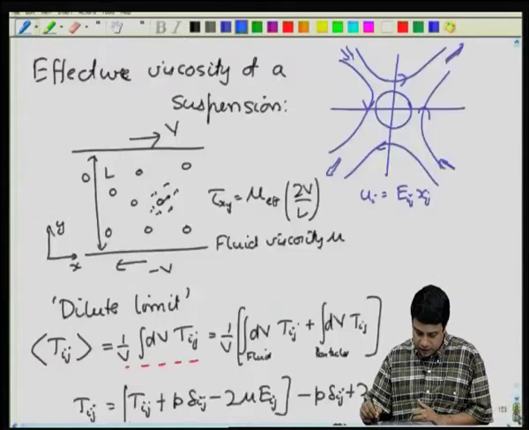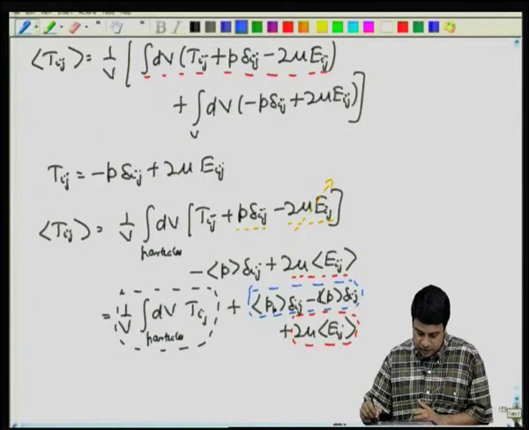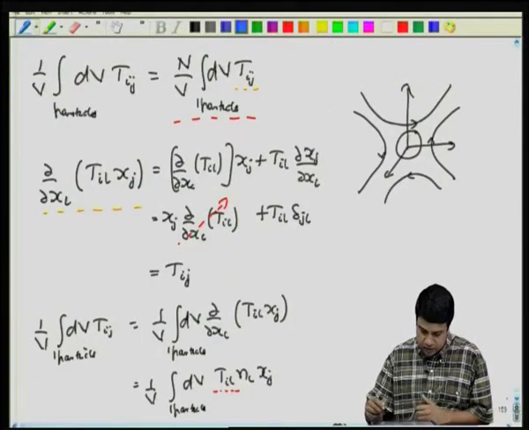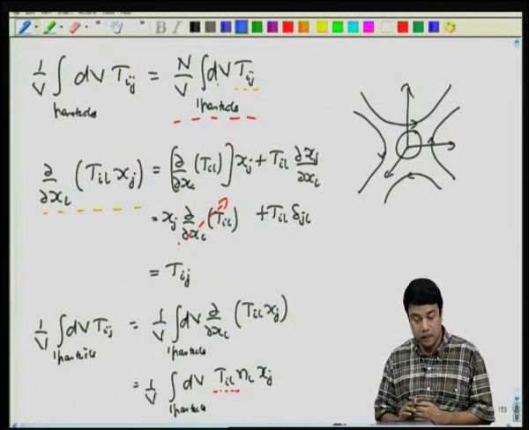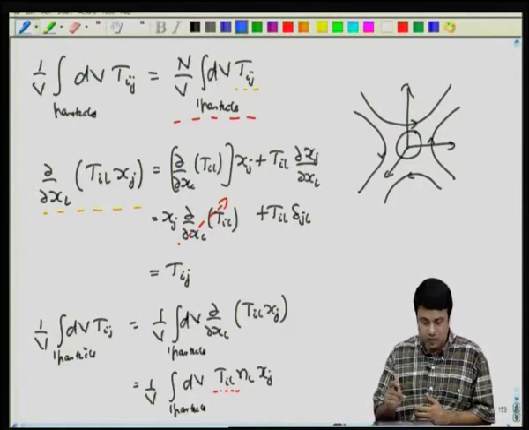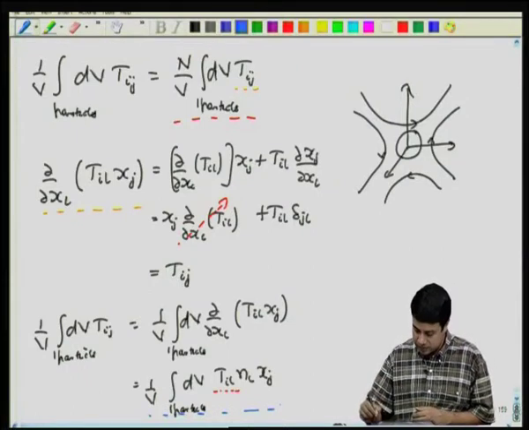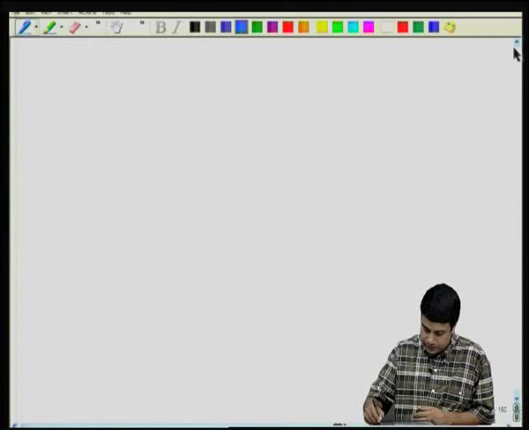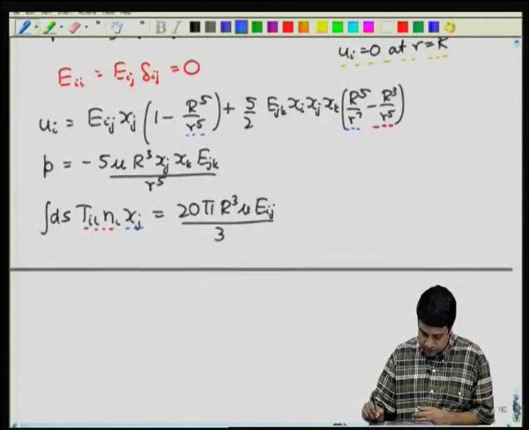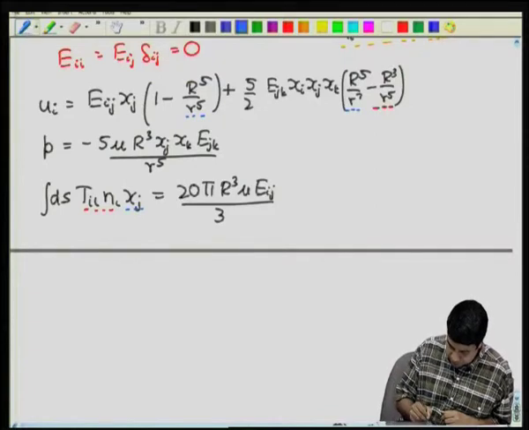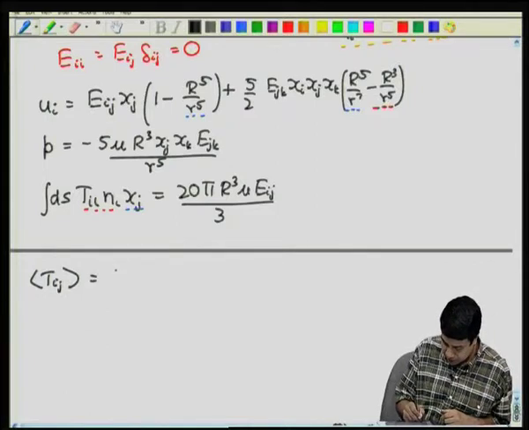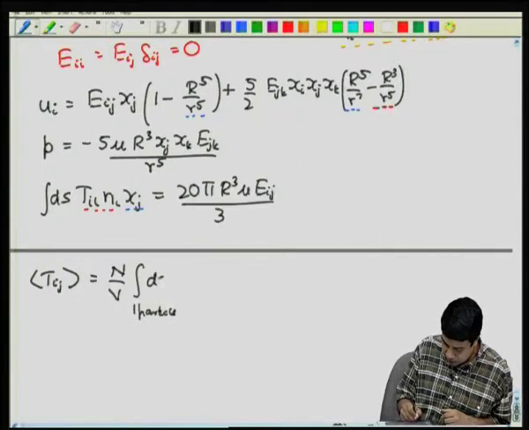If you recall the expression for the average stress that we had was n by v times the integral over one particle of dv times t_ij. Therefore, this dv times t_ij I substitute as the integral over one particle of t_il n_l x_j. So, putting all of these together, it is equal to n by v times the integral over one particle ds t_il n_l x_j.